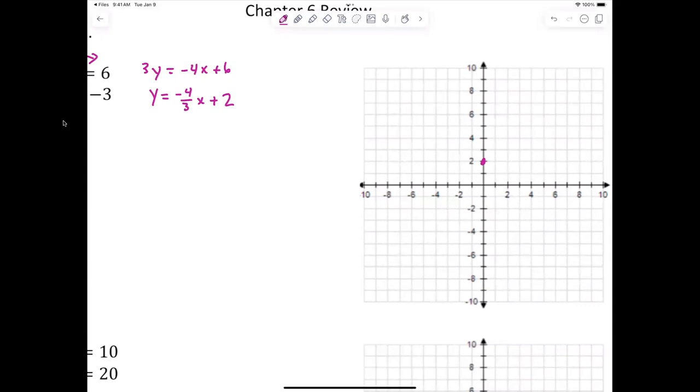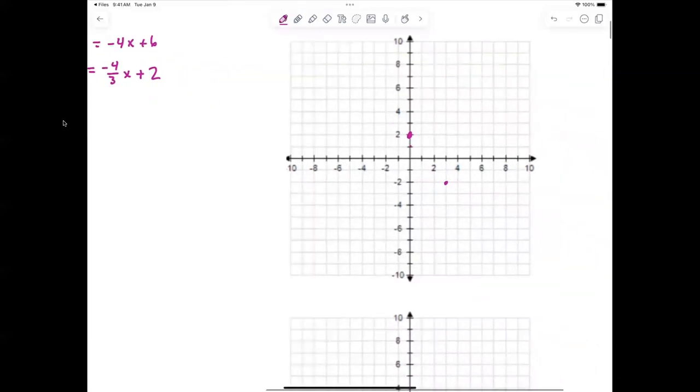You go up 4 and up 3. What? -4 is x, so you go back. No. I'm going up or down first. Going down 4. Down 3. Thank you. 1, 2, 3, 4. 1, 2, 3. And I do that twice. 1, 2, 3, 4. 1, 2, 3. And I just draw that line in there.